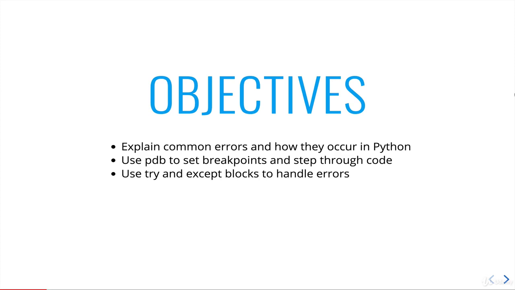Okay, so just three objectives really boils down to understanding errors, figuring out what we're doing wrong with the Python debugger, and then the third thing, and probably most important, is handling errors when they come up in our own code.